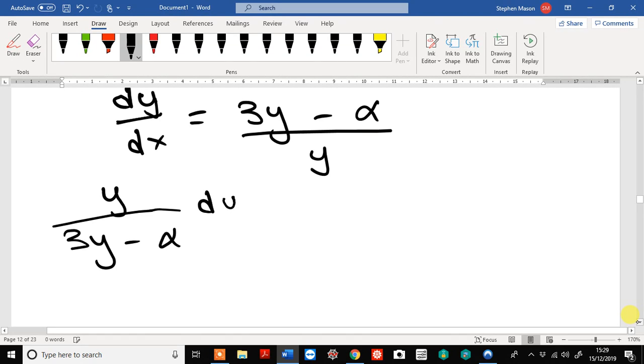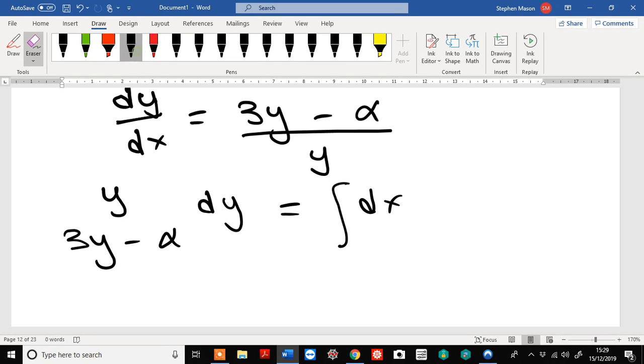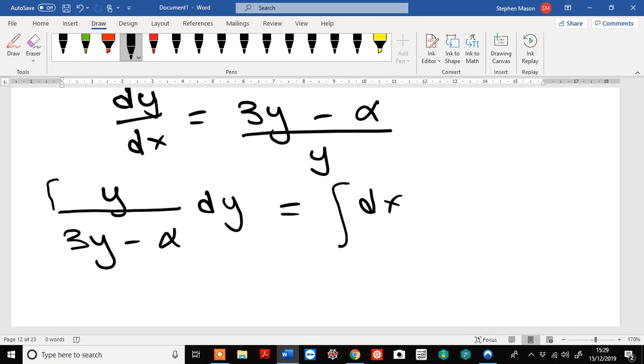So we've got that equals the integral of dx. God, that doesn't look very healthy, does it? Let's just tidy that up. There we are. Looks a little tidier, doesn't it?